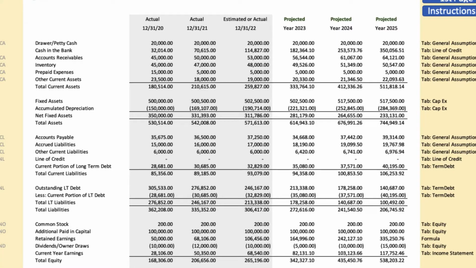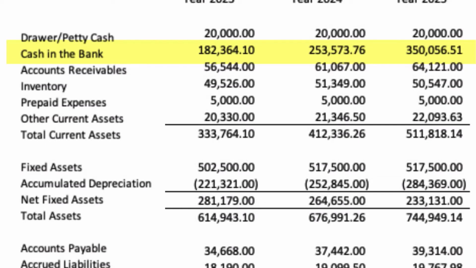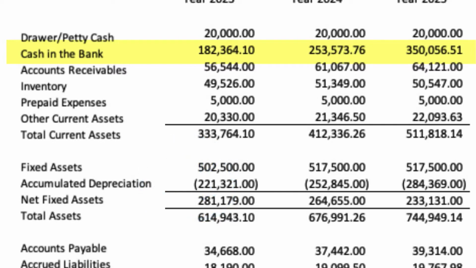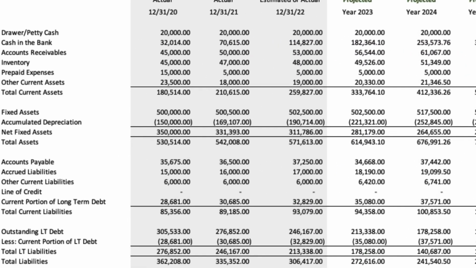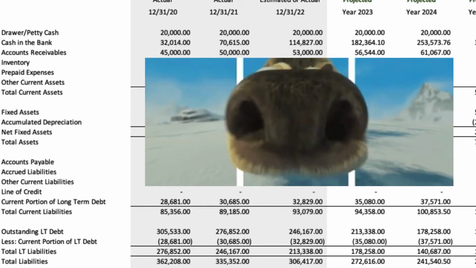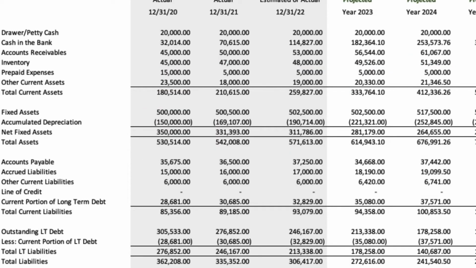We can see that the cash in the bank is $182,000 for 2023, $253,000 for the next year, and $350,000 for the year after that. That looks great. It's moving in the right direction. Now you can also go through all the other lines to see if anything doesn't look right to you. Does it pass the sniff test? If something looks goofy, you may need to go into the assumptions and tweak some of the formulas.